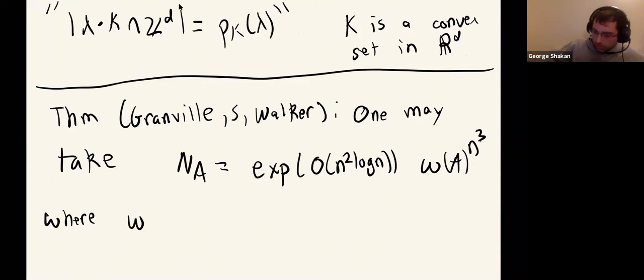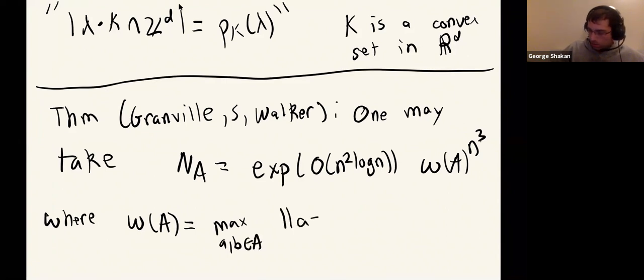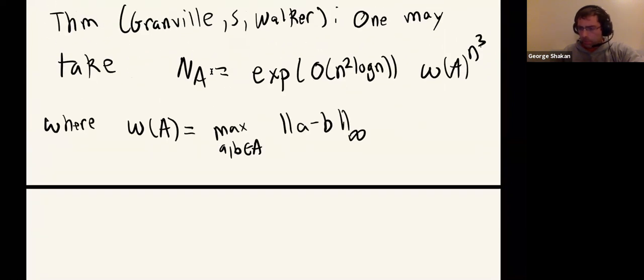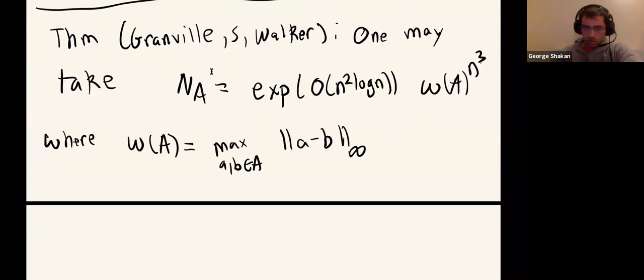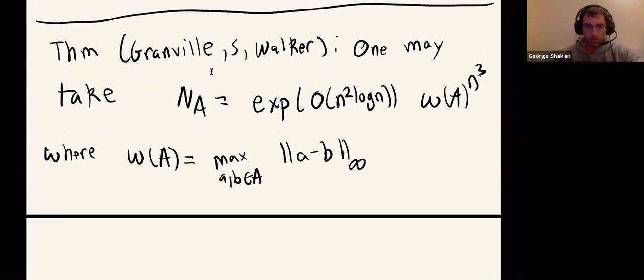So this W stands for width, just kind of a measure of the diameter of A, say. So this gives an effective bound for n sub A. I'll talk more about what's going on. This is one of the things we proved. I'll talk a bit more about this. So it's a sort of effective bound for this n sub A.